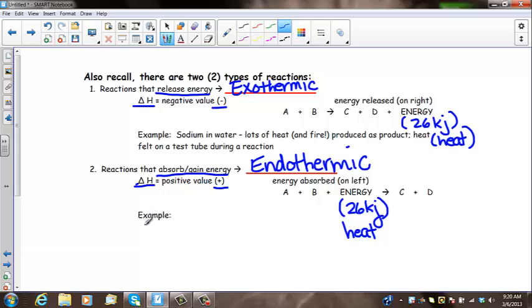An example that you can relate to every day is baking, okay? If I want to bake a cake, the batter has to absorb heat in order for the reaction to take place. So we need an oven to supply heat.